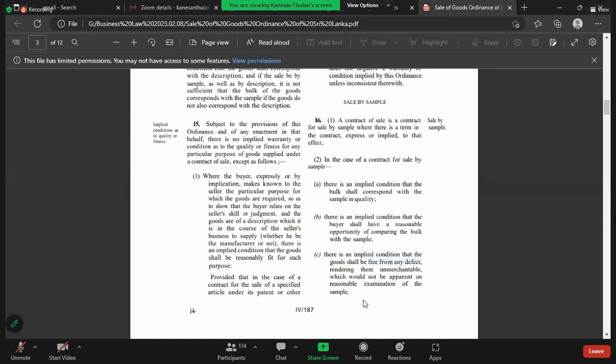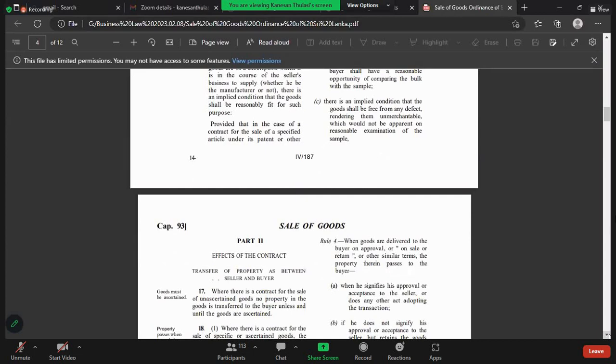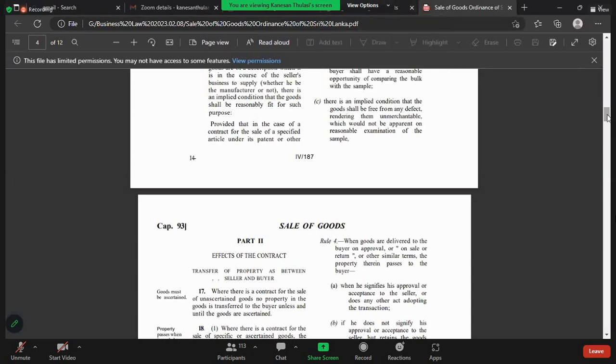So if, in the reasonable examination, you have found that there is a defect in the goods, or there is a defect in the particular example in the chart, then you can tell the seller, you need to exchange the goods. However it is, you need to get the reasonable examination whether all the bulk corresponds with such description. Okay, that is section 16 regarding sale by sample.